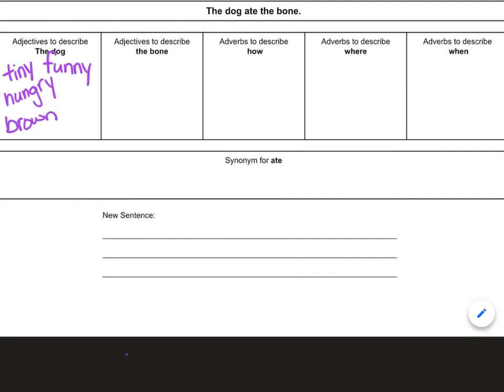The next thing I want to do is think about how to describe the bone. What kind of a bone is it? And after I get some descriptions of the dog and the bone, I want to think about, how was the dog eating the bone? What did that look like? What did it sound like? And this is where we use most of our L's.